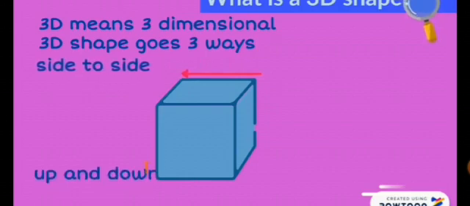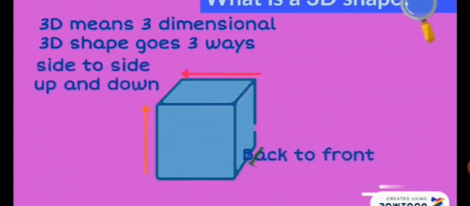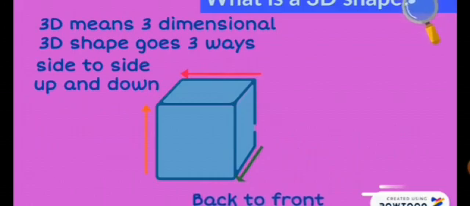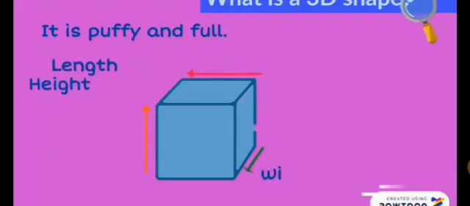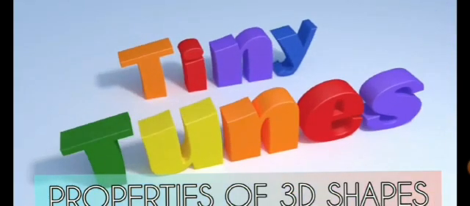So, what is a 3D shape? 3D means three-dimensional. A 3D shape goes three ways. 2D shapes go two ways and 3D shapes go three ways: side to side, up and down and back to front. So a 3D shape is a puffy and full shape. It has height, length and width.